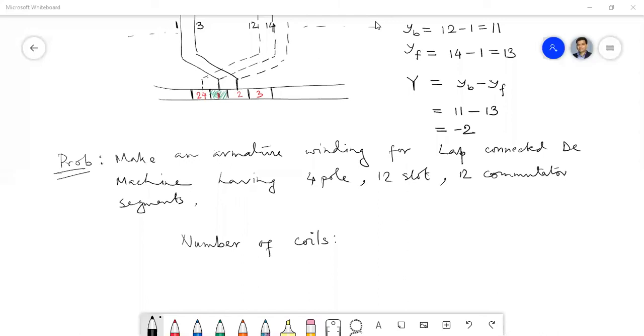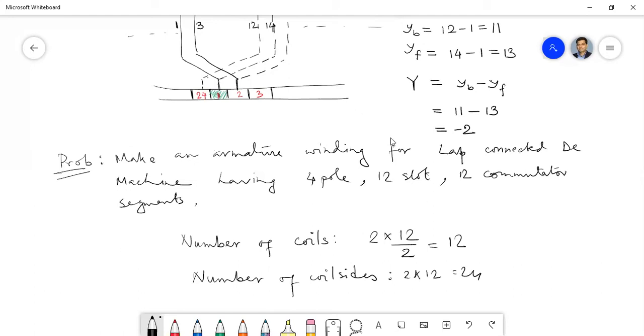So that means one coil has two coil sides. So 24 divided by 2, 12. That means 12 coils. So as simple as that. Number of coil sides, 24, will also be required.